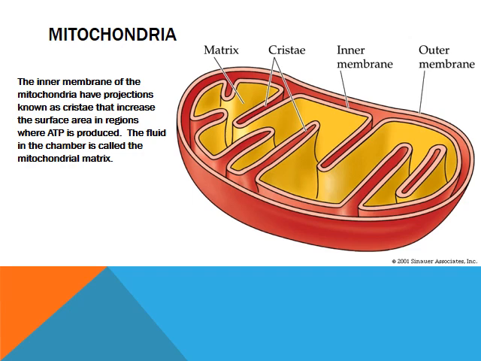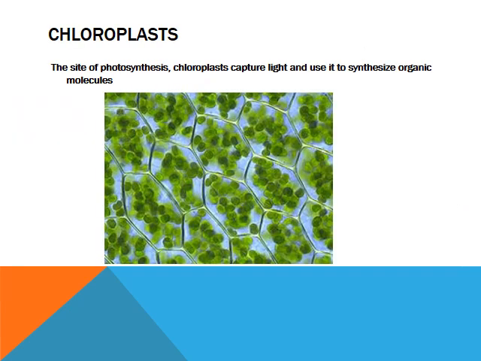So the inner membrane of the mitochondria has those projections. Those projections are called cristae. You don't need to know that. And then this fluid on the inside, it's an aqueous fluid. It's called the mitochondrial matrix. That's where you're making ATP, adenosine triphosphate.